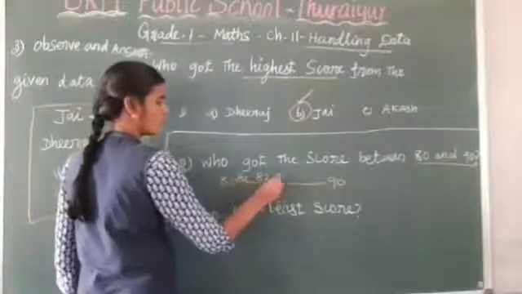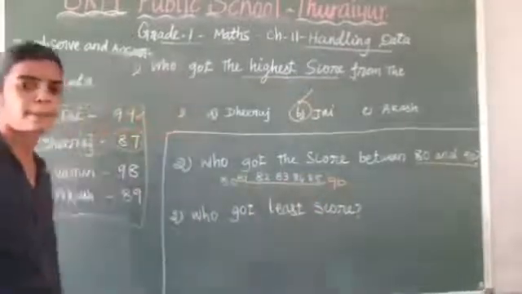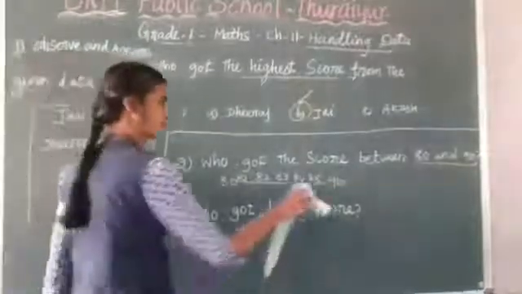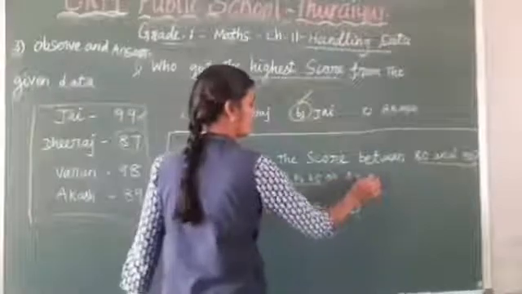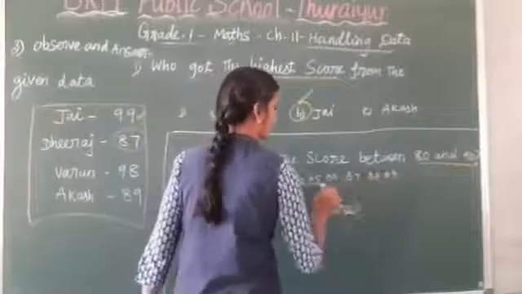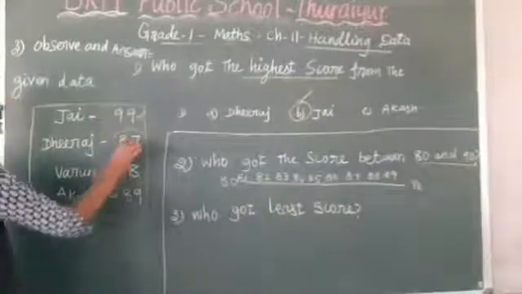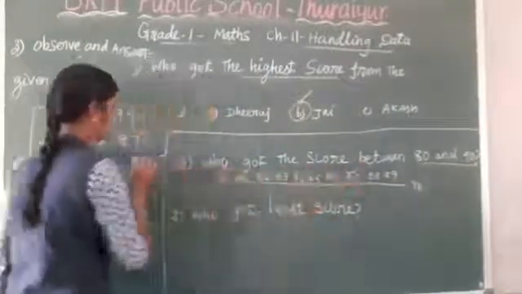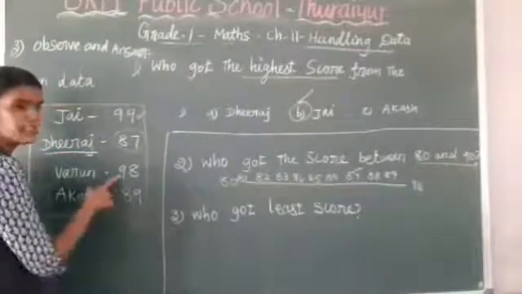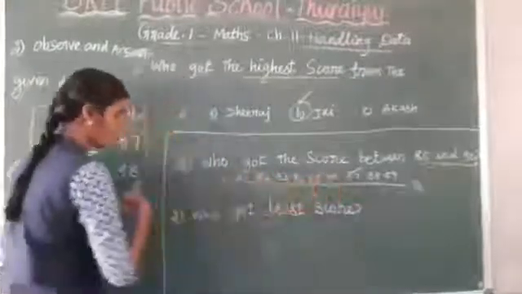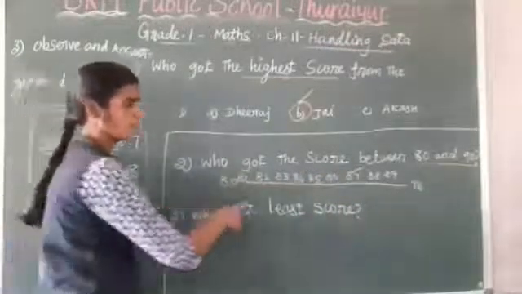81, 82, 83, 84, 85, then 86, 87, 88, 89. So in these numbers, where is it here? 87 is here, yes, this is Dheeraj. Again, is 98 here? No, it is more than 90. So leave this. Is 89 here? Yes.